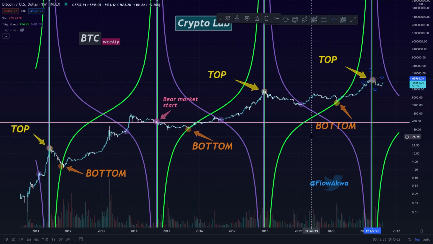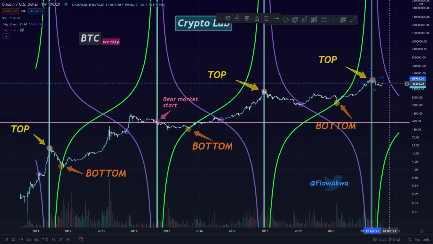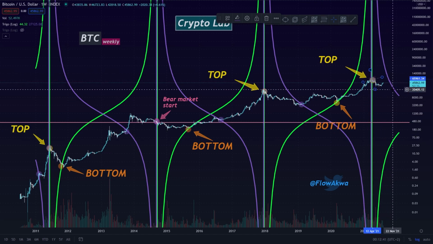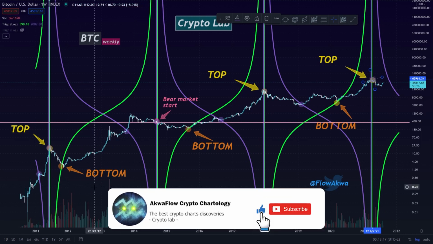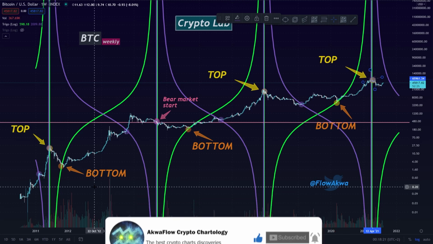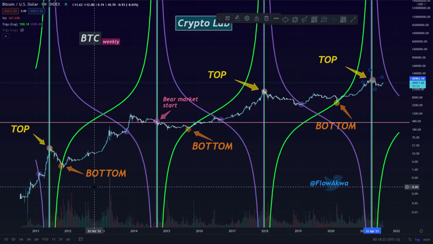What about now? We are getting very, very close to the mirror of the tangent indicator. If you want to know what will happen, subscribe to the channel, guys, because we will track this every week until we touch the mirror tangent indicator again.